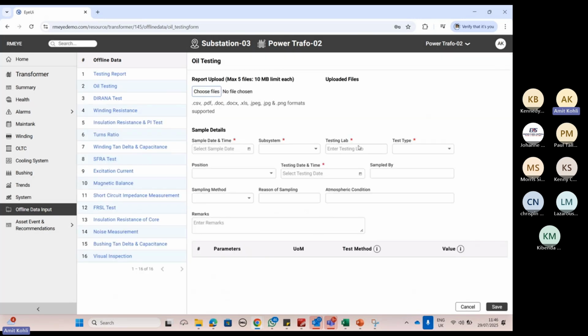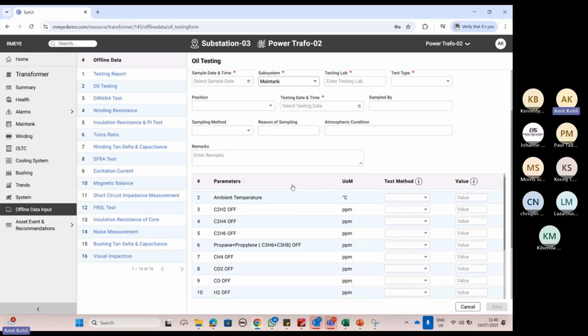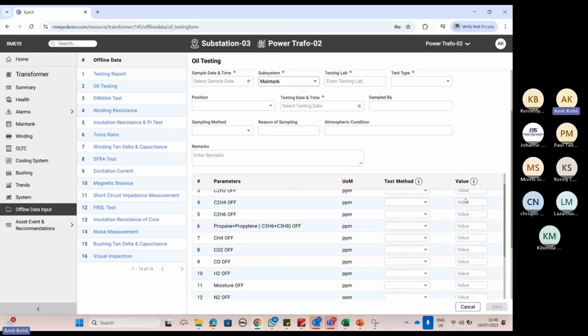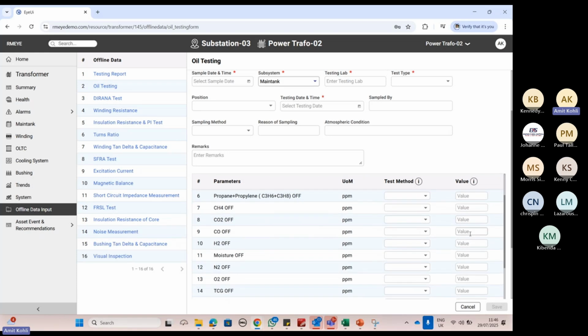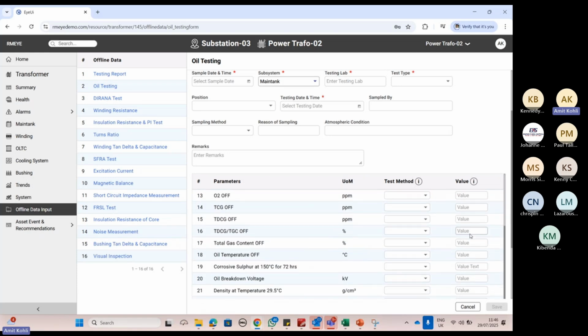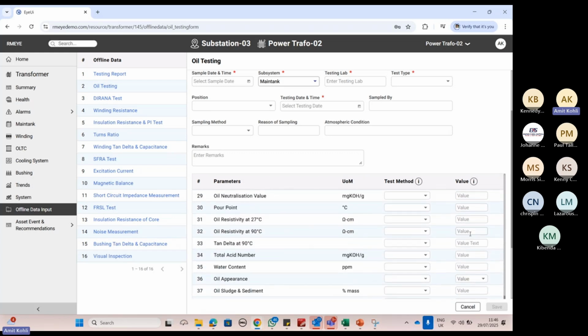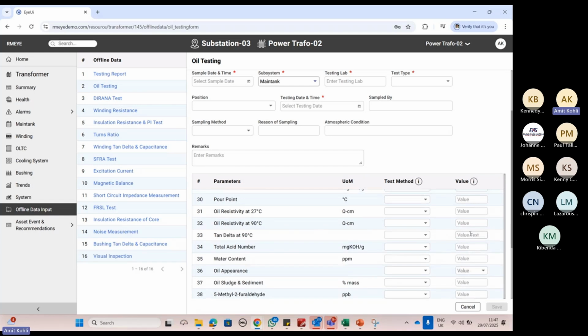So if I click on new, and if I select subsystem, which is like a bushing oil or a main tank oil or OLTC oil, and if I click on the main tank oil, then I have options for entering the values of different kinds of oil testing, whether it is dissolved gases, furan testing, or oil quality related data. So all data entry options are provided here.